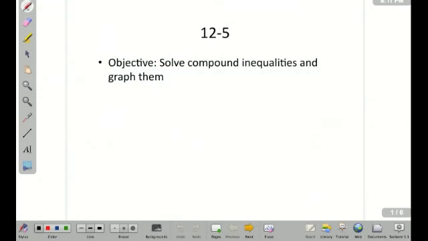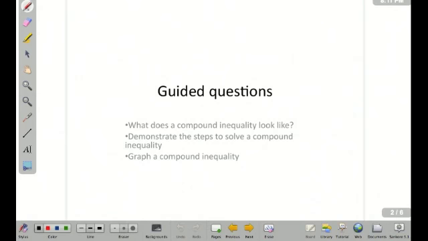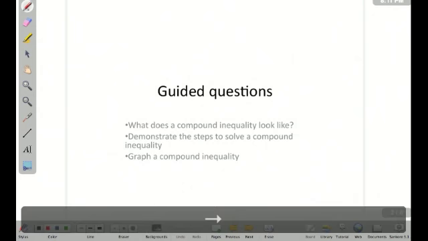In this presentation, we're going to learn to solve compound inequalities and graph them. Your guided questions: what does a compound inequality look like? Demonstrate the steps and graph the compound inequality.